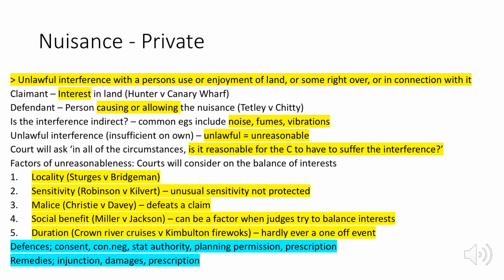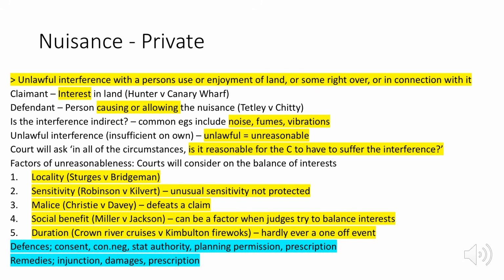private nuisance is the unlawful interference with a person's use or enjoyment of land, or some right over, or in connection with it. So the claimant is someone with interest in the land, so Hunter v Canary Wharf, and the defendant is a person causing or allowing the nuisance, so Tetley v Chitty. So you also have to consider if the interference is indirect. Common examples include noise, fumes, vibrations.